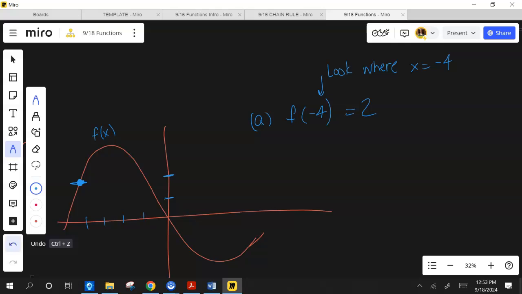Okay, look at your graph. If I ask you for f of 0, what is that? 0, because it's right here. You're finding the other half of the point, okay? All right. I want you to finish this.